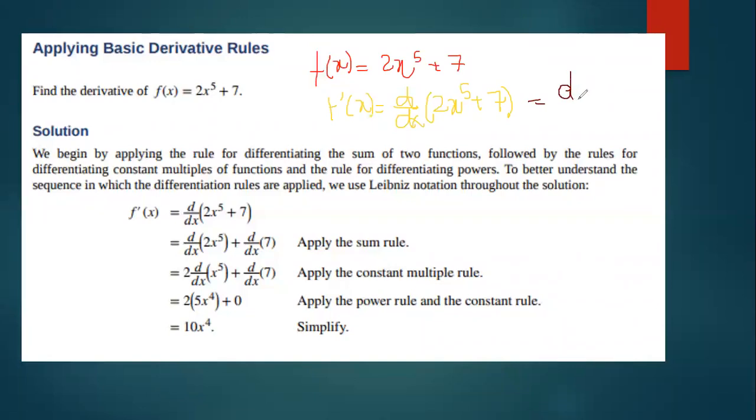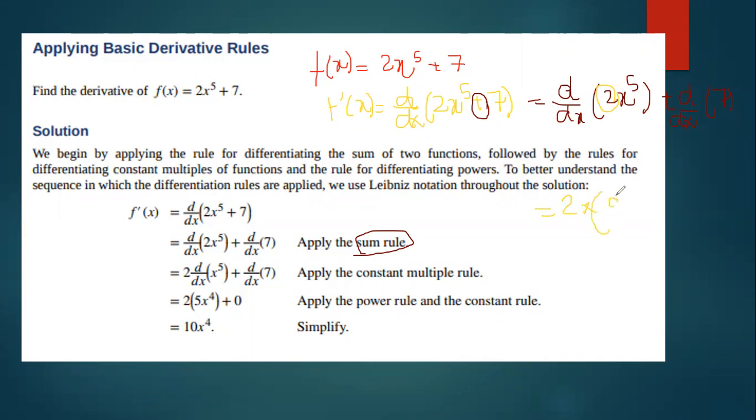So I have to write it separately. So d/dx, this is basically applying the sum rule here. So first, applying the sum rule, it will be d/dx of 2x^5. Now the next is applying the power rule or the multiple rule. First I have to apply the constant rule, so this 2 will be here. So 2 will be the constant.